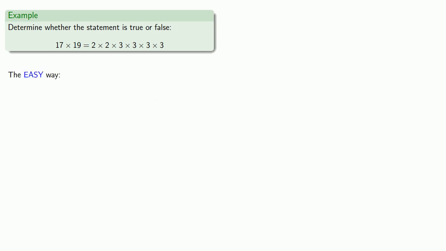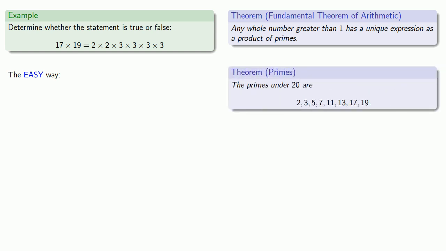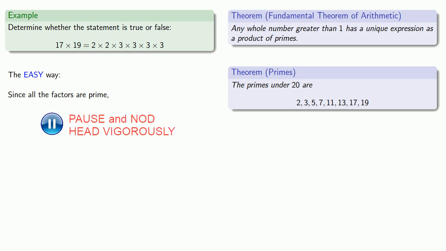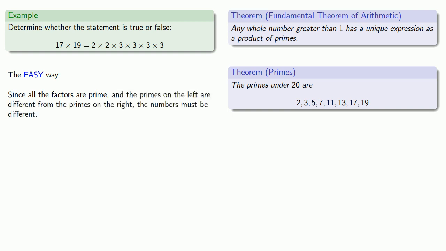Or there's the easy way. Remember, the fundamental theorem of arithmetic says that any whole number greater than 1 has a unique expression as the product of primes. And for this, it also helps to remember what the primes are. And so again, here's our list of primes under 20. And so the first thing we notice is that all of our factors are prime numbers. And so on the left, we have a recipe for a number. And on the right, we have a recipe for a number. And because the recipes are different, they have to be different numbers. And so we might say the following: since all the factors are prime, and the primes on the left are different from the factors on the right, the numbers must be different.